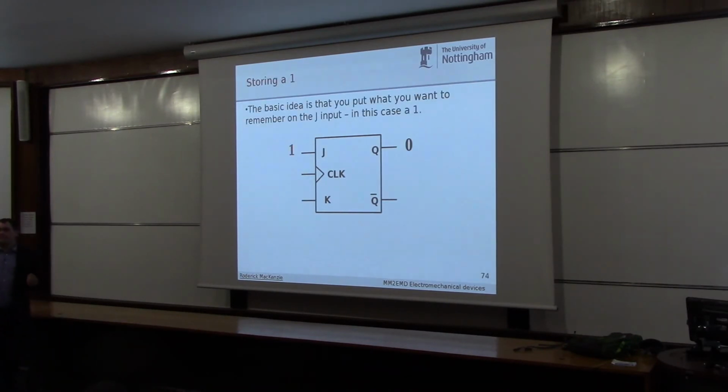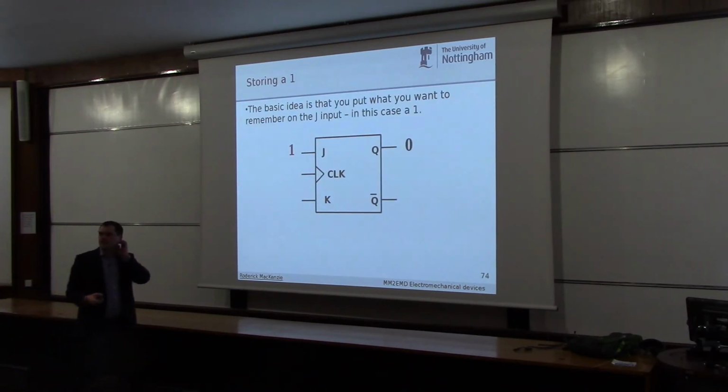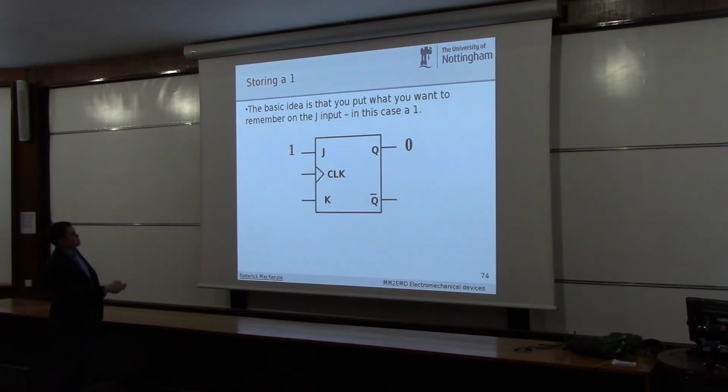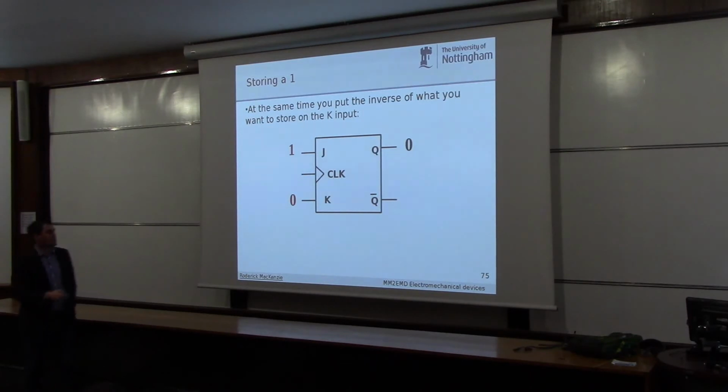So the idea of this flip-flop is to remember things, okay? So if you put a 1 on the input J, I can't remember what's going next, actually. Right, so what we're now going to do is we're going to store a 1 in this flip-flop. And to store a 1, what you do is you put a 1 on the J pin. You then put a 0 on the K pin, okay? So J is like the number it's remembering, okay?